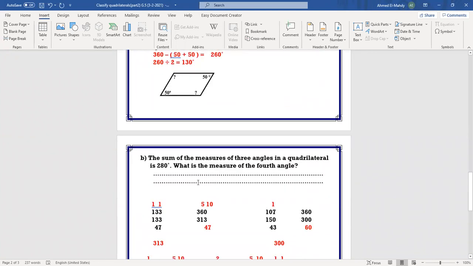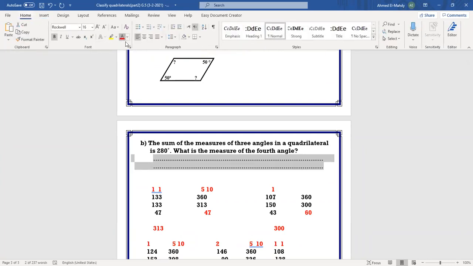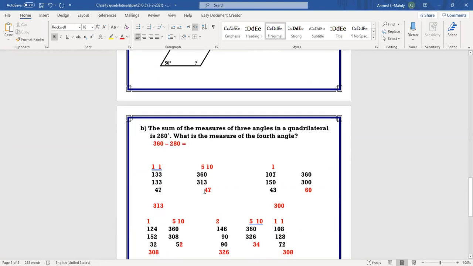The next is easy. Here he gives you: the sum of the measures of three angles of a quadrilateral is 280. He gives you the sum of the three angles and he wants the fourth. What will you do? We subtract from the sum of the four angles, 360, the sum of the other three angles, 280.